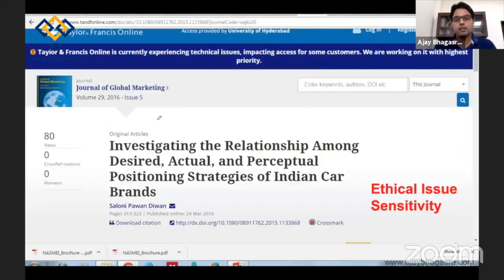Now, then come to the ethical thing while writing. My friends, ethics in research today is not something which is a luxury. It is a mandatory thing.